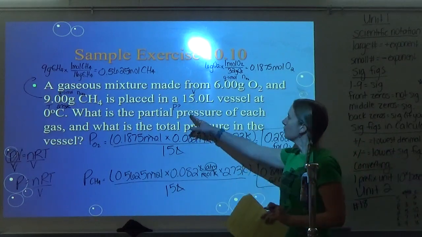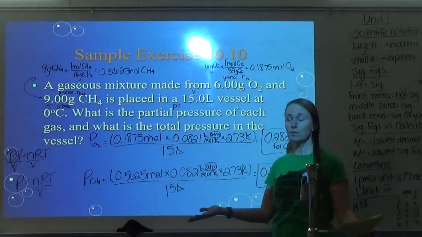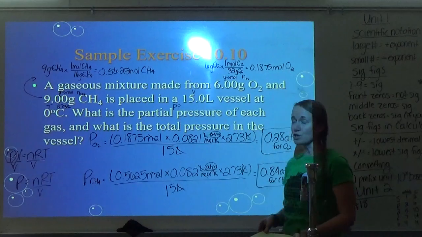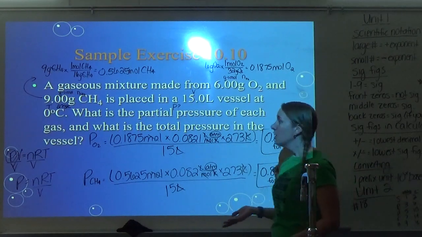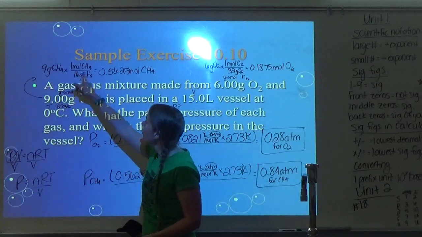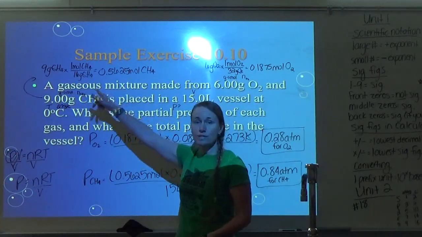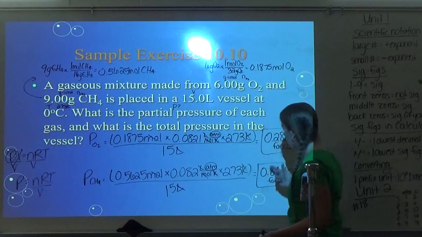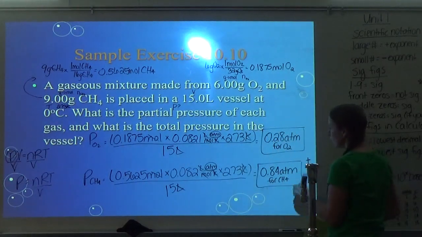Okay? So it says, what is the partial pressure of each gas? That's what we just did, but it also says, what's the total pressure? Now, you could do this again. You could do another PV equals nRT, but in this case, plug in the total number of moles, add those together, and then solve. But y'all, I already have the two partial pressures, so let's just use Dalton's law.